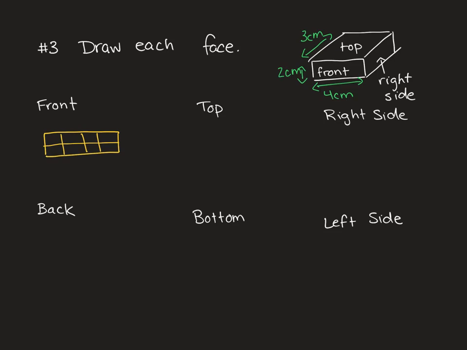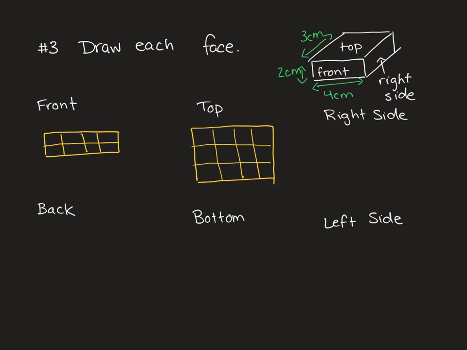What would the dimensions be for the top? For the top, we have 3 on the side. We don't know the front, but we know it's the same as this one. So it's going to be 3 by 4. So your top will need to look a little bit bigger. It will be 4 across, but 3 up and down.